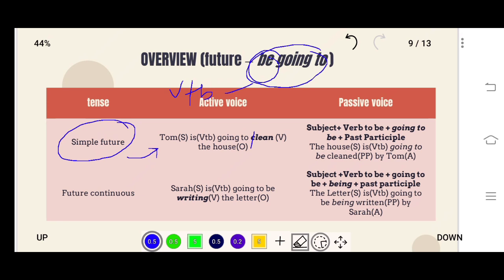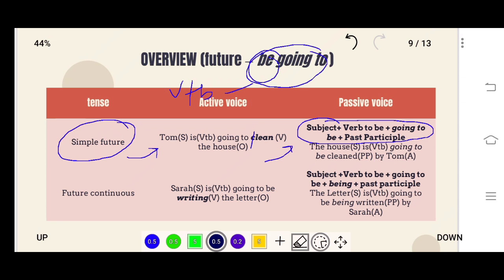Okay, so we take a look at the formula. For the simple future, for the passive voice, for be going to, the formula is subject, which is the object from the active voice, plus verb to be, plus going to be, plus past participle. Okay, it's quite long, so many formulas, right? It's okay, you can watch the video and try to learn by yourself.